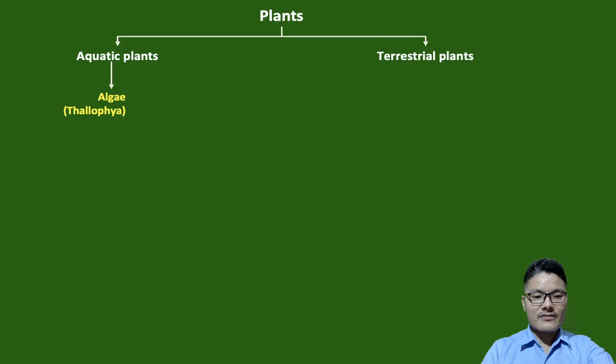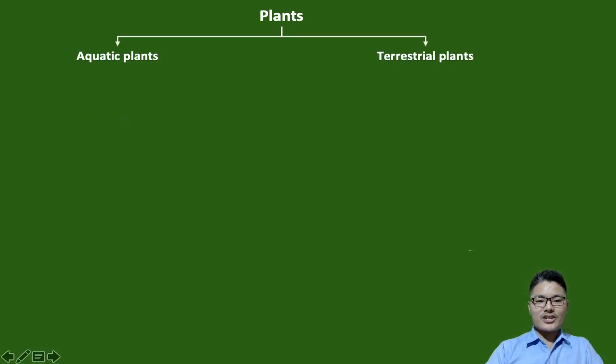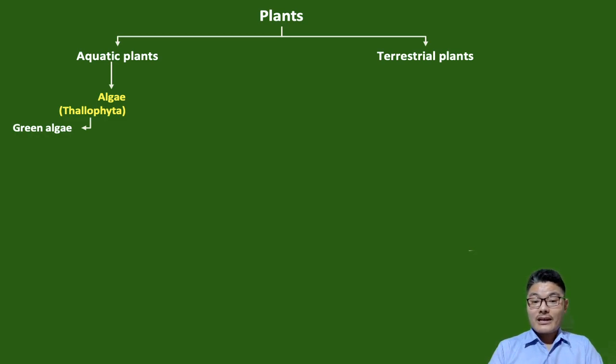Sorry, there is some mistake. I should write Thallophyta. The T is missing here, so I'm changing it. So I've changed. Algae are usually categorized under division Thallophyta. Thallo refers to thallus. Mainly algae have a thallus, and phyta here refers to plants. So we'll be discussing algae in detail in another video.